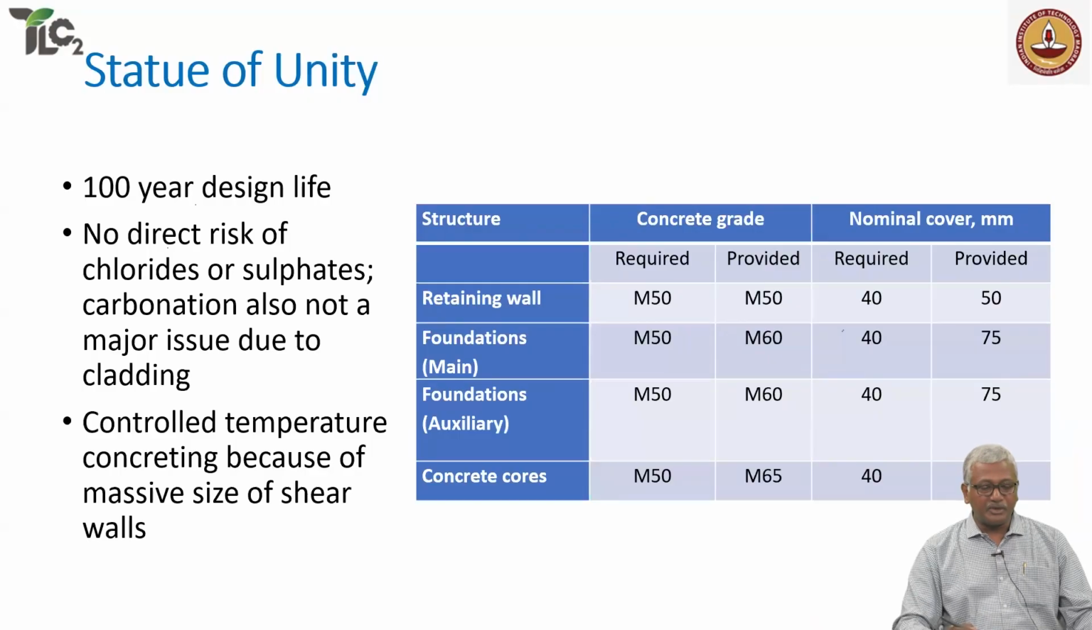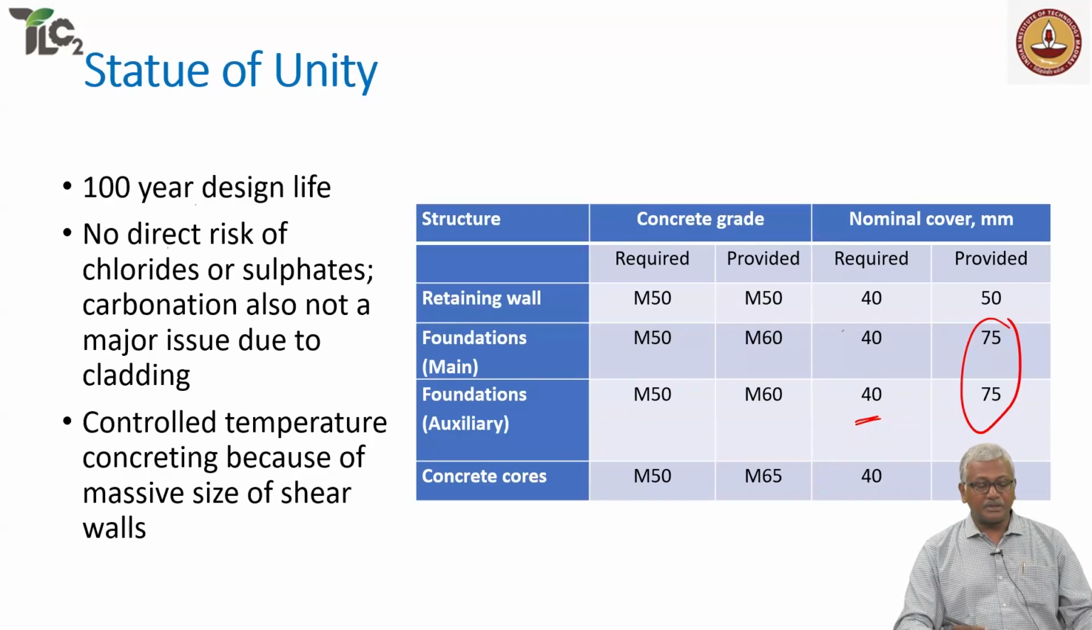Now, Statue of Unity, here it's a 100-year design life concrete that was designed. Various grades of concrete, M50 to M65, were actually designed, and the cover was different based upon whether it was a superstructure or the foundation. For the foundations, the provided cover was 75 millimeters, and they actually did a design life calculation where the cover required was only 40 millimeters to ensure that in 100 years you don't have any risk of issue with carbonation.